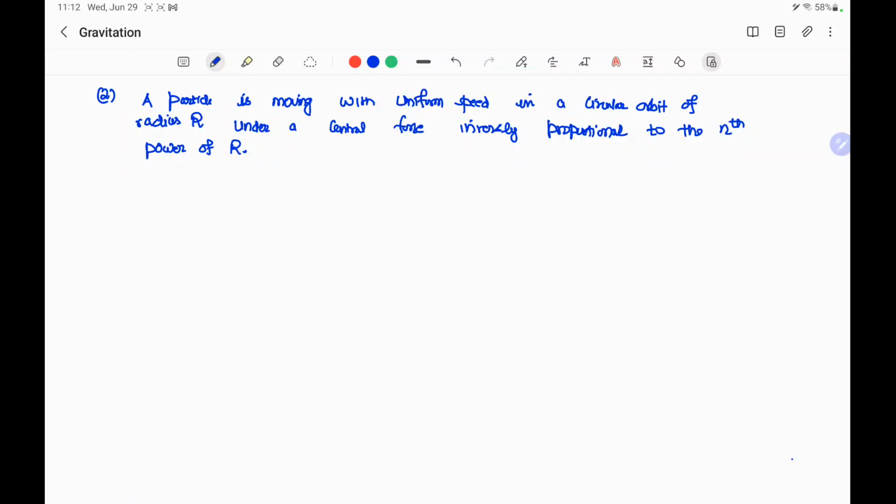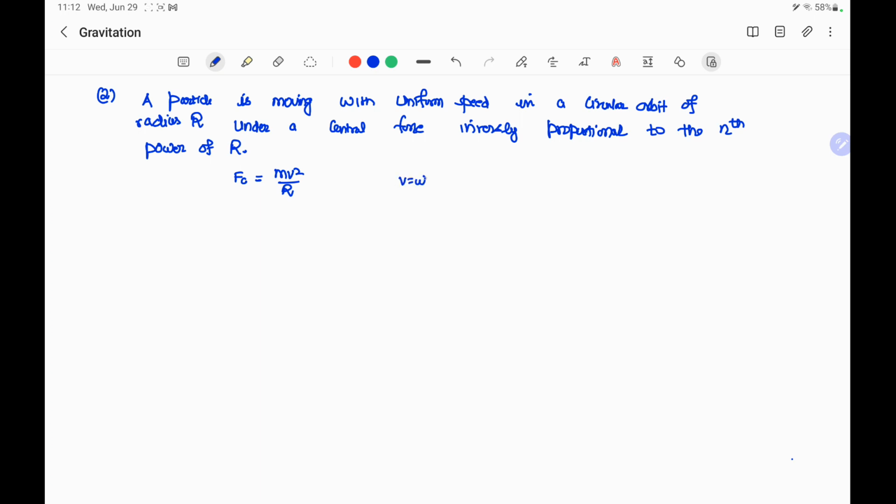Now we take the second case, in which a particle is moving with uniform speed in a circular orbit of radius r under a central force which is inversely proportional to the nth power of r. So centripetal force required for uniform circular motion is mv² by r, where m is the mass of the body in circular motion, v is the speed, and r is the radius of the circular path.